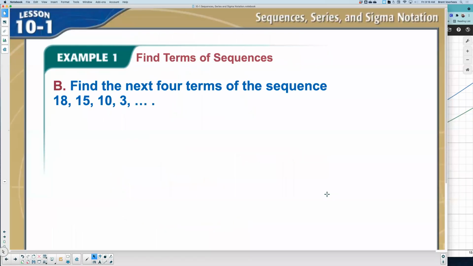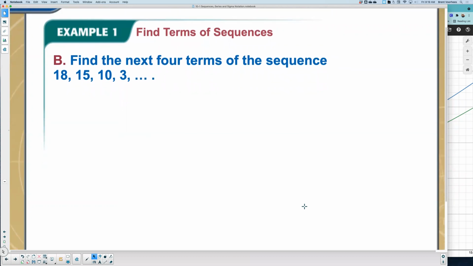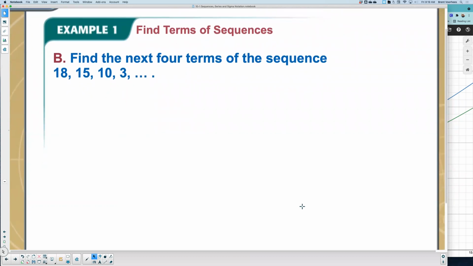All right, part B. It says find the next 4 terms in this sequence. All right, take a look this time. What do you notice is happening? It's subtracting again. What's it subtracting by? On the first one, 3. Okay, so we're just subtracting 3 every time? No, this is not. It's changing by something else. What's happening the next time? 5. It's minus 5. And then the next time?